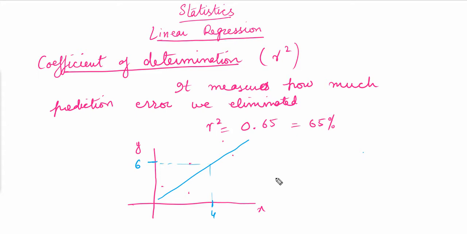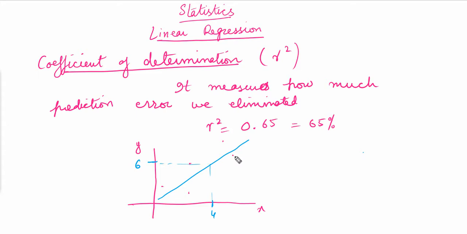The prediction error will be high if the correlation coefficient has a lower value. The prediction error will be less if the correlation coefficient has a higher value, and the prediction error will be equal to 0 if the correlation coefficient is equal to either 1 or -1, which means if all the points are close to the line, the prediction error will be lesser, and if all the points are away from the line, the prediction error will be more. So the coefficient of determination tells us the measure of how much prediction error has been eliminated. So this is the concept of correlation and coefficient of determination.